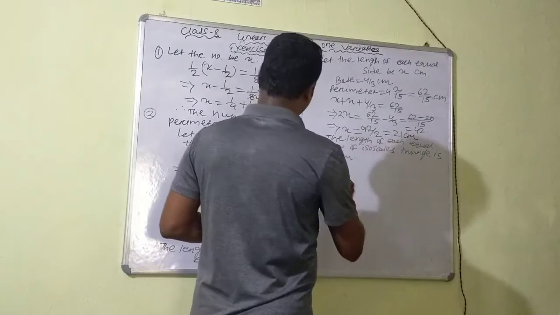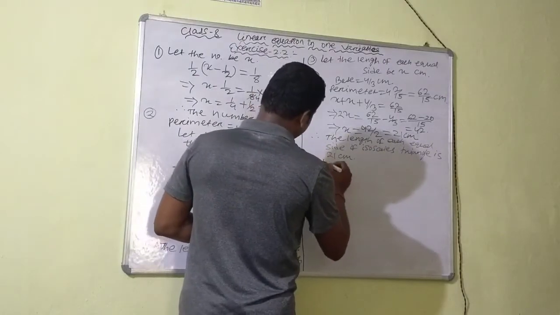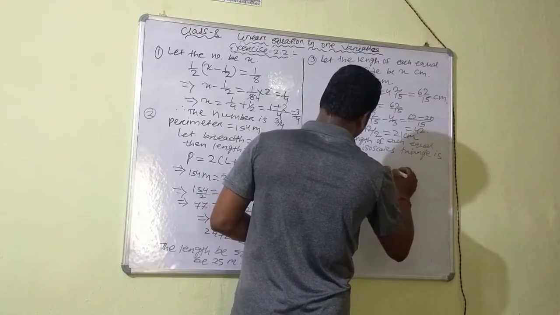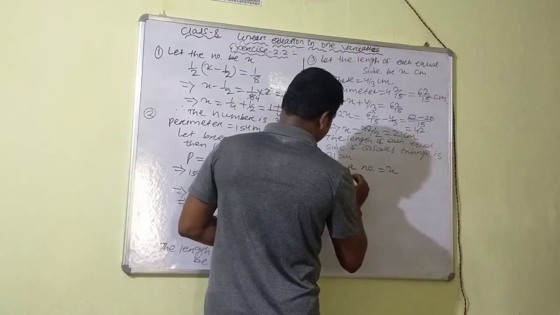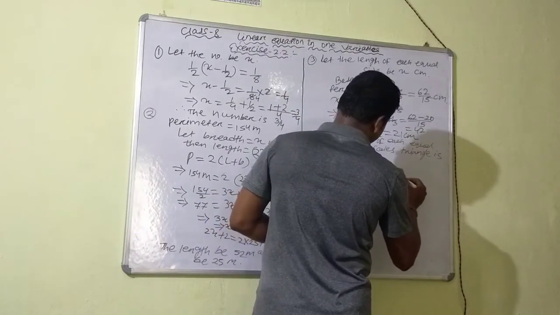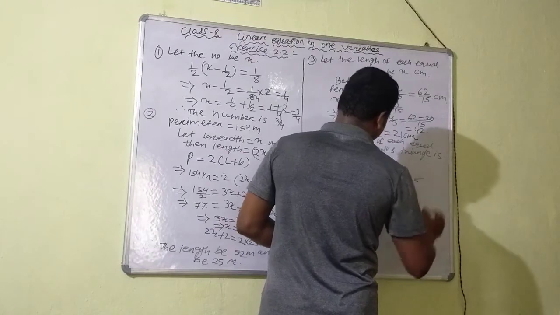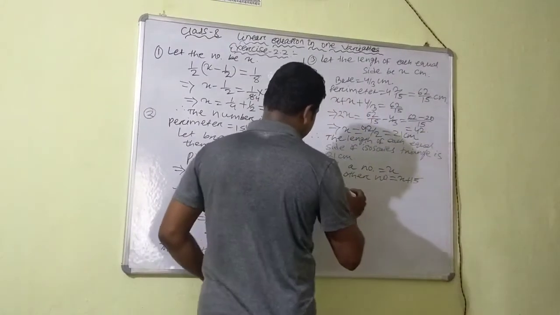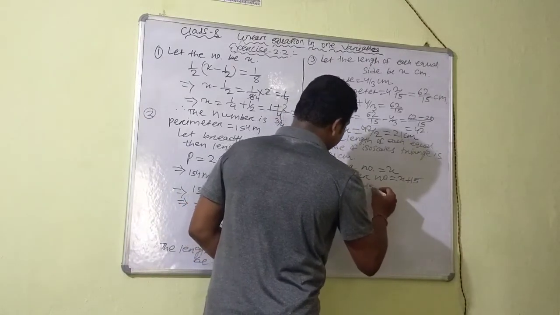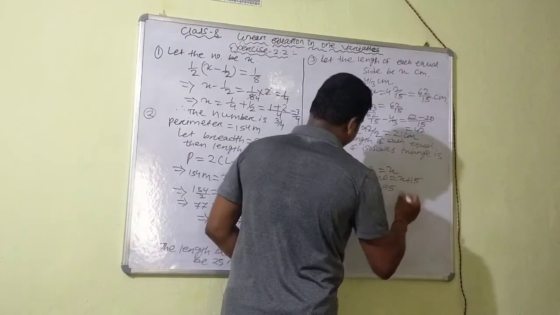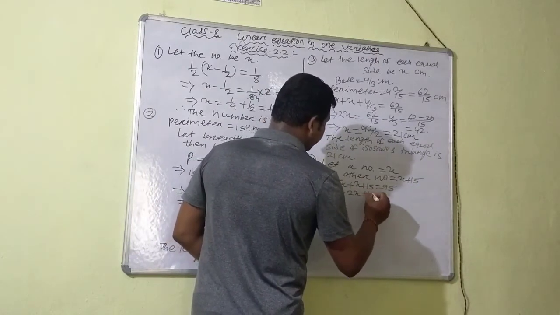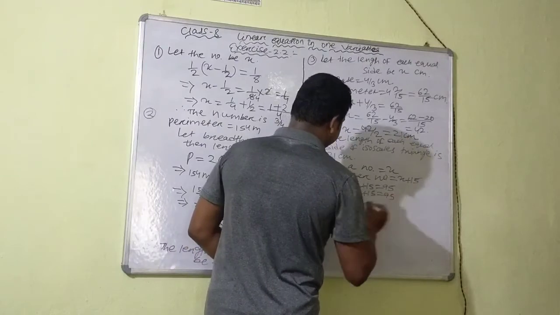Come to question number 4. Let a number be x, the other number be x plus 15, and according to the relation the sum is equal to 95. x plus x plus 15 equal to 95. Here x added with x equals 2x, plus 15 equal to 95.